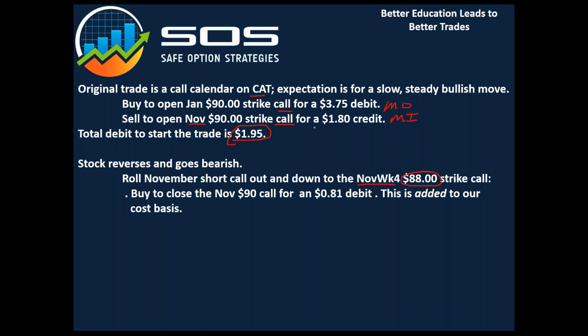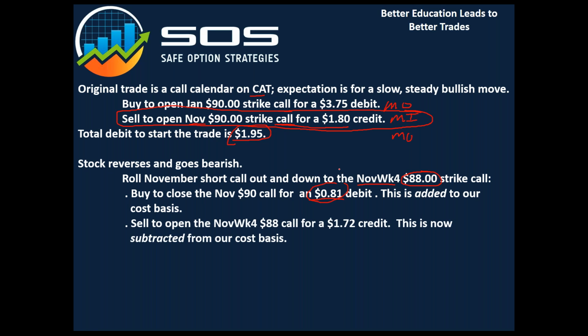We buy to close. Remember, we originally sold our 90 strike price option for $1.80 credit. Now we're going to buy to close for 81 cents. This is money out. It was money in to open this leg. It is now money out to close this leg. 81 cents money out.